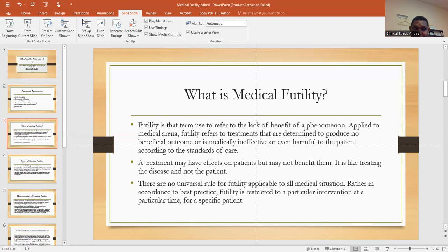A treatment may have an effect on patients, but may not benefit them. It is like treating the disease and not the patient. There is no universal rule for futility applicable to all medical situations. Rather, in accordance with best practice, futility is restricted to a particular intervention at a particular time for a specific patient.